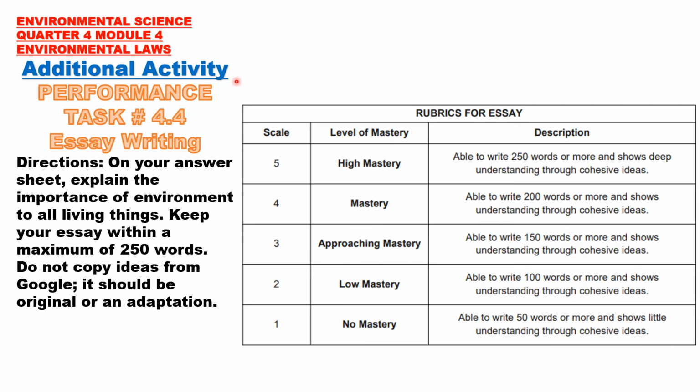Additional activity. Performance task number 4.4, essay writing. On your answer sheet, explain the importance of environment to all living things. Keep your essay within a maximum of 250 words. Do not copy ideas from Google. It should be original or an adaptation. So for performance task number 4.4, you will be graded based on this level of mastery. High mastery, 5 points. Mastery, 4 points. Approaching mastery, 3 points. Low mastery, 2 points. And no mastery, 1 point.